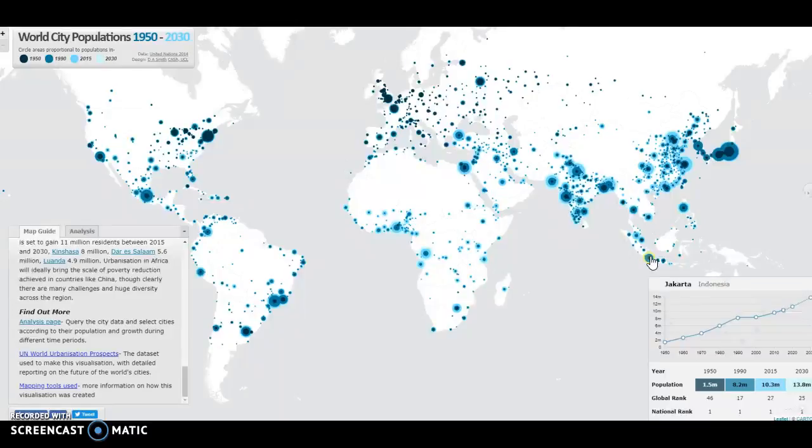You can hover over, find your city that you're investigating and get exactly the same information, draw that graph and include that information in your inquiry. Have fun investigating.